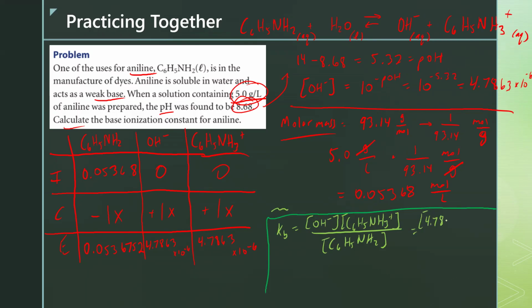Anyway, throw these numbers in here. 4.7863 times 10 to the negative 6 multiplied by itself again. I'm going to be lazy, just same thing again. Divided by 0.0536752. Green's not looking so nice on that one, but we'll wrap this up here. KB equals, there it is. Okay, so to 2 sig digs, because once again, the pH rule there, 2 sig digs, I'm getting 4.3 times 10 to the negative 10.